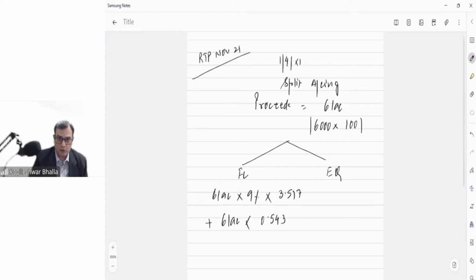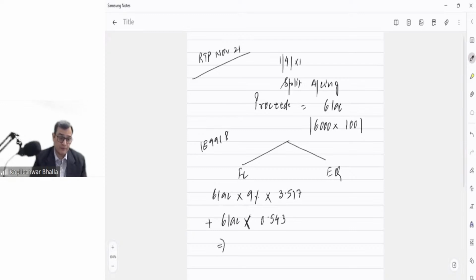So we have taken two components in terms of the financial liability. One is the interest obligation for the next 5 years, and one is the principal repayment at the end of the 5th year, discounted at 13%, which is prevailing on a non-convertible instrument. So this is 54,000 into 3.517, 189918, and this is 0.543 into 6 lakh.